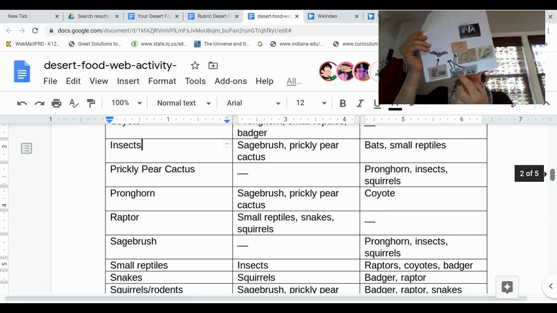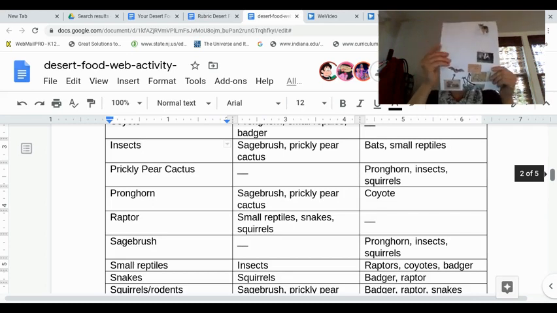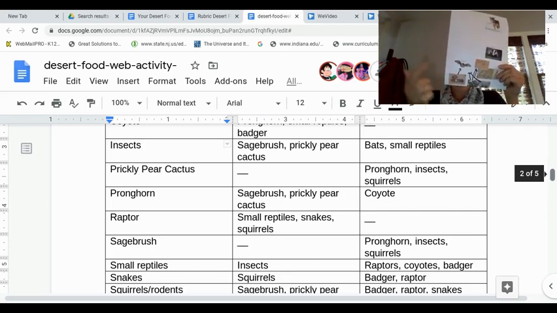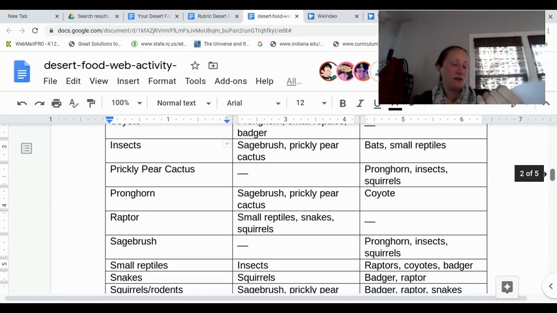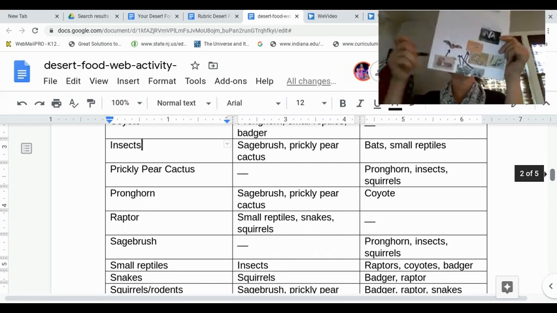So I have the sagebrush and the prickly pear cactus down here. This is the prickly pear cactus, this is the sagebrush. These are the insects. So remember we said that insects are eaten by the bat. So that's why the arrow is facing that way. But also the insects eat the sagebrush and they eat the prickly pear cactus. So I have to draw those arrows there. I almost wish I had a little bit bigger piece of paper. So I have that there.